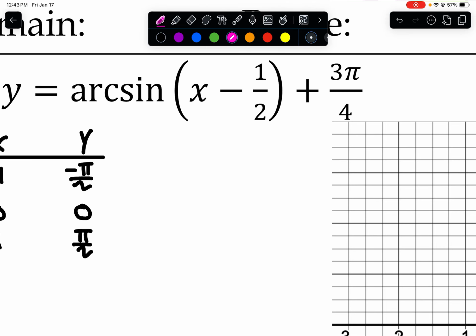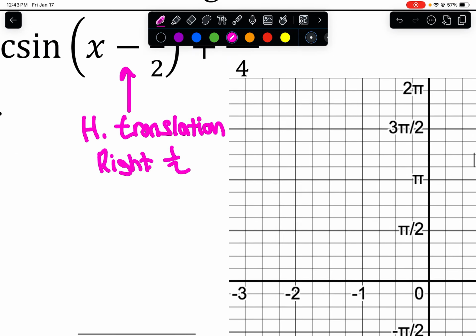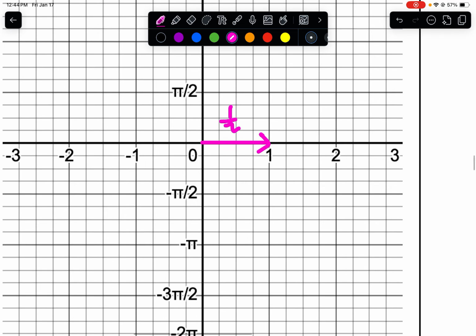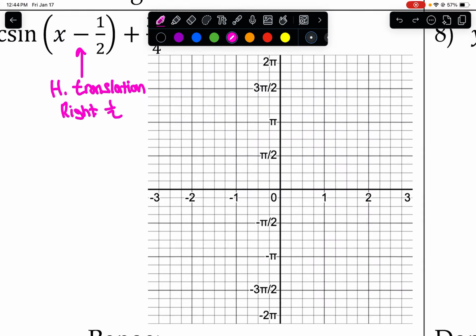So if you see anything inside the parentheses here, this is going to be a horizontal translation. So what this tells us is we're going to go right 1/2. So ignore the equation for a second. Look at just a grid. If I'm going to go to the right 1/2, which I know the scaling is off, but it's the principle. So if I'm going right 1/2, notice how the numbers are getting bigger. So really, I'm actually going to add 1/2.